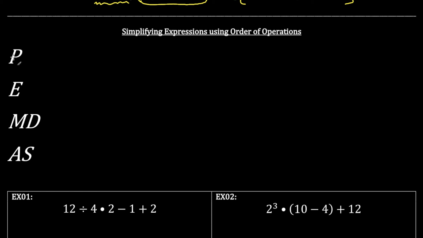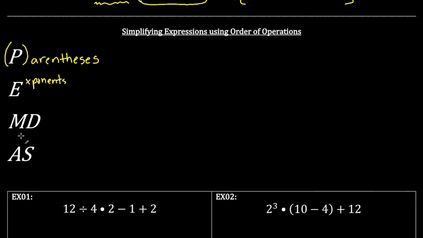The P represents parentheses. This will be the first thing you look for. Then you're going to look for these little tiny numbers. They're called exponents. The reason why I'm writing it up here is because this is where the little numbers will go. They will go up here.